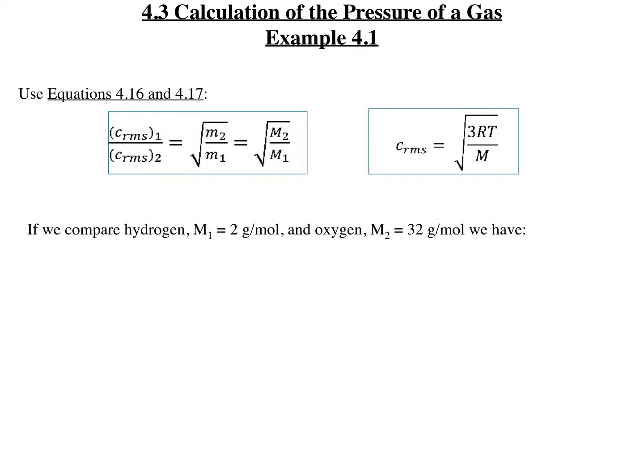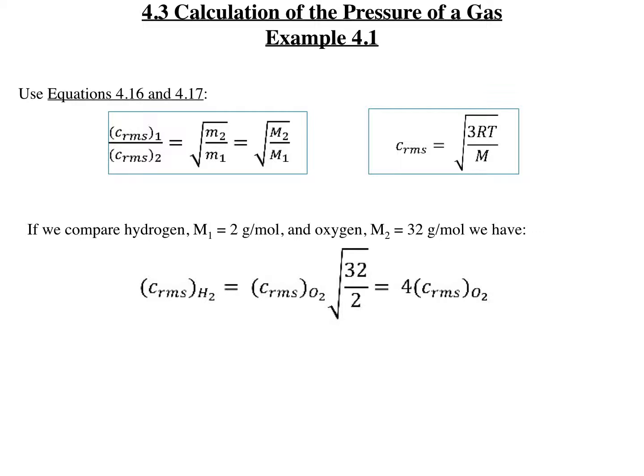So in this case, we compare the CRMS of hydrogen with that of oxygen. We can write the following expression: CRMS of H2 equals CRMS of oxygen multiplied by the square root of 32 over 2. 32 over 2 is 16, and the square root of 16 is 4. So we can say that the root mean square speed of hydrogen is about 4 times that of oxygen.